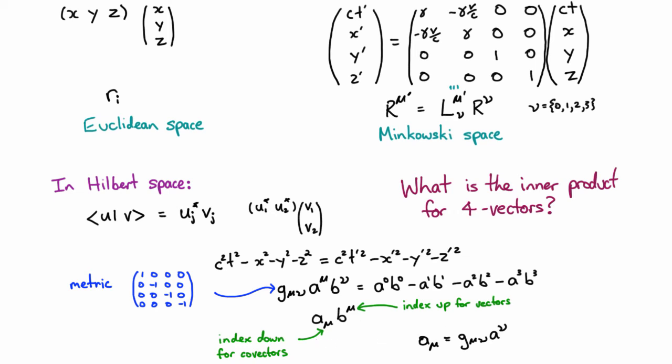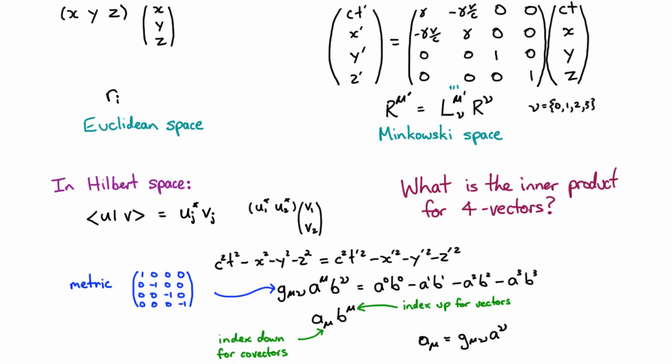And so this is the form. We use the metric here to take an index and lower it. And we know what that does because this metric is just this matrix here. All that does is it puts a minus sign on all of the spatial-like components of this vector.